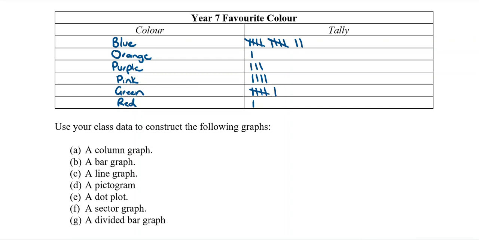The tally for blue is 12. For orange we have 1. For purple 3. Pink is 4. Green is 6. And red is 1. This is in your theory booklet, please.